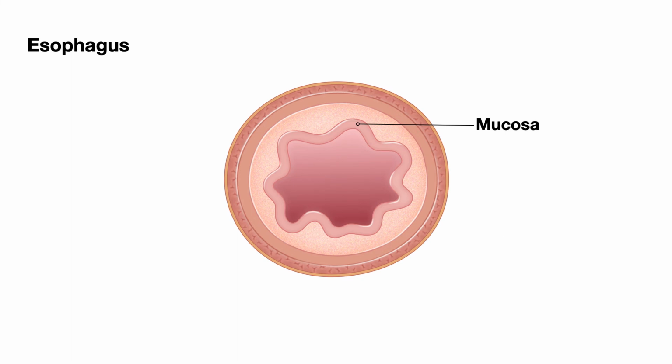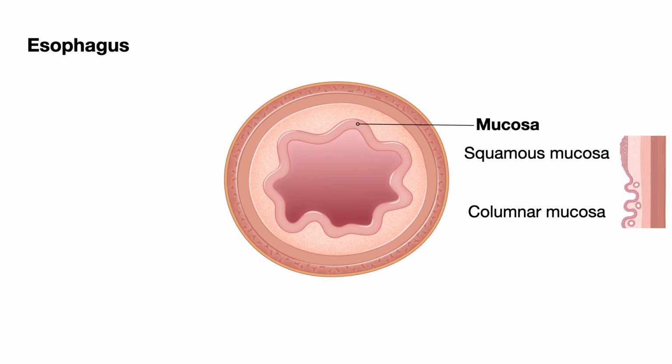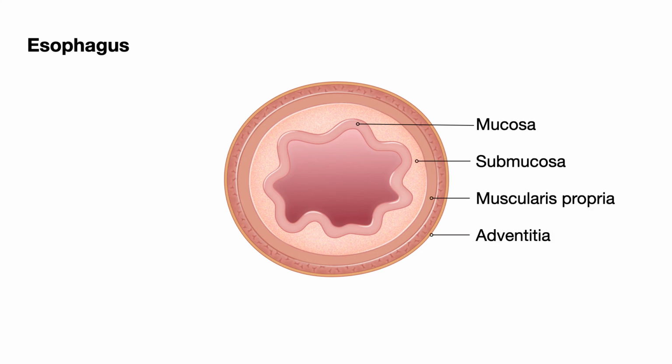The inner layer is the mucosa, and the mucosa of the esophagus, for the majority of it, it is squamous mucosa. A little bit towards the end, it's columnar mucosa. And we looked at the difference in the structure under the microscope. The squamous mucosa has squamous cells, columnar mucosa has columnar cells. Then let's talk about submucosa.